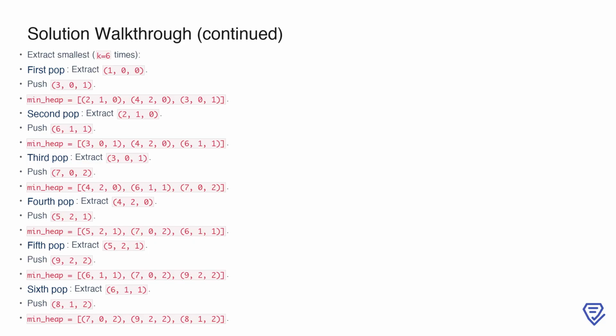The fifth extraction yields 5 from row 2, column 1, and we push the next value from row 2, column 2, which is 9. The heap becomes 6, 7, and 9.